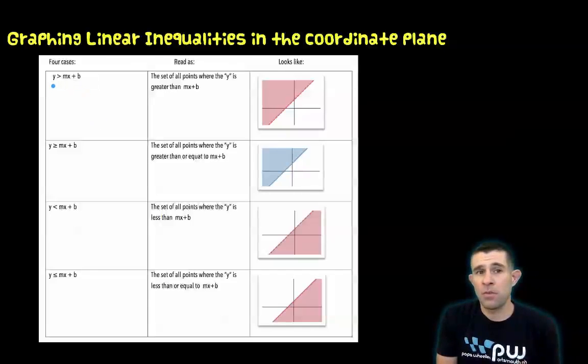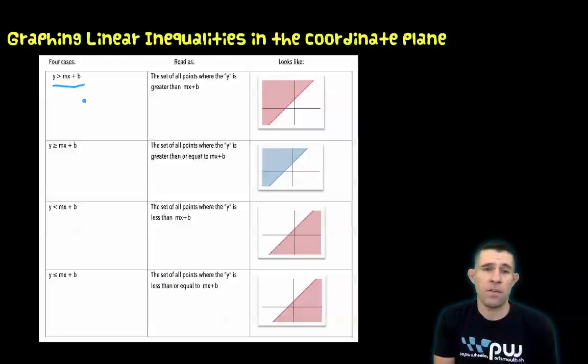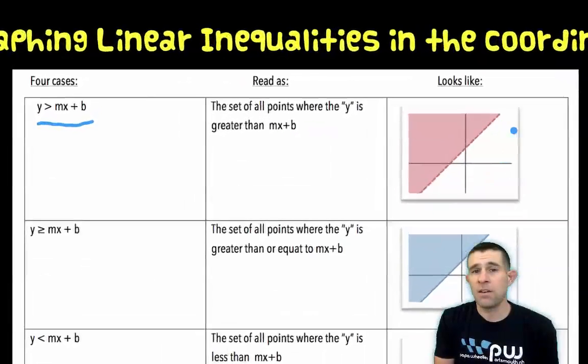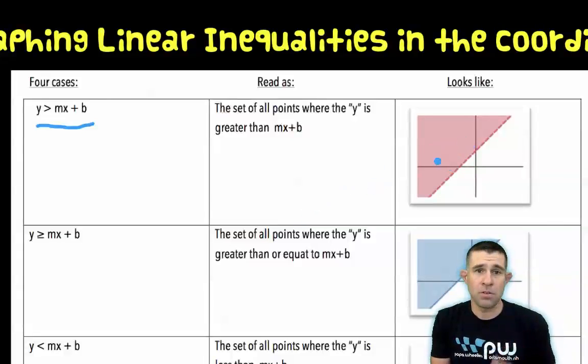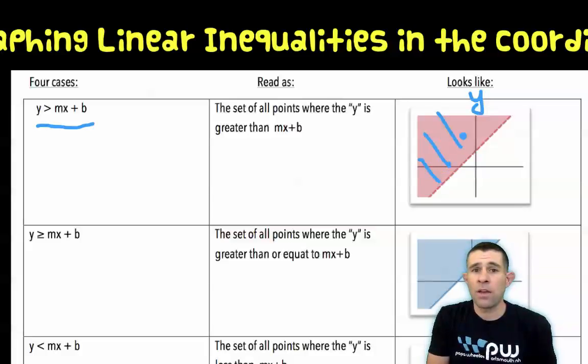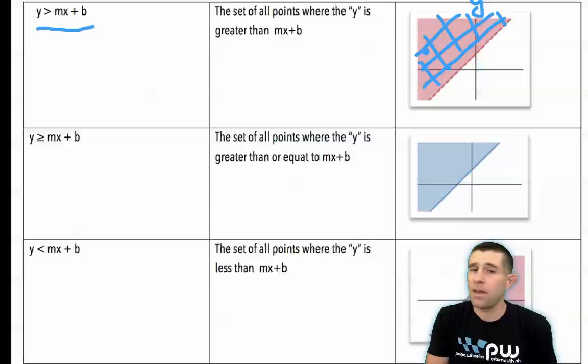The first case is when y is greater than mx plus b. Now you'll notice that we have a dotted line here because y cannot be equal to mx plus b. It's only the solutions that are greater than. So this is going to divide our coordinate plane up into two feasible regions, or two half planes, and the region that we want are all the y's that are greater than that line.